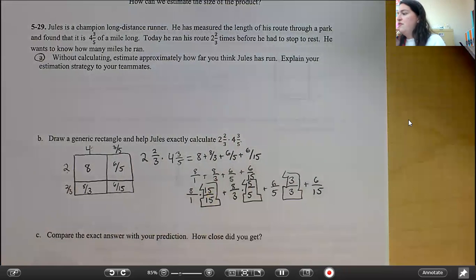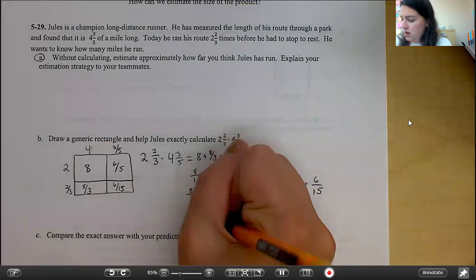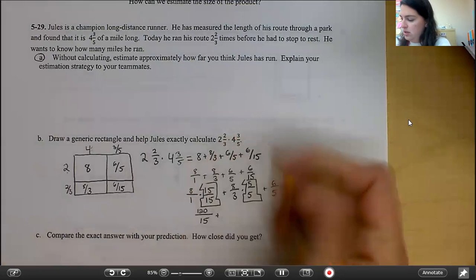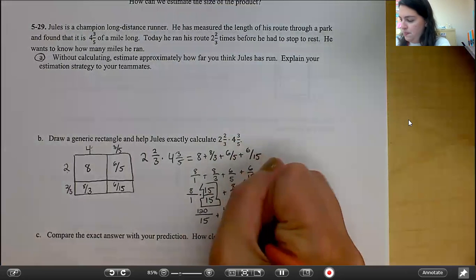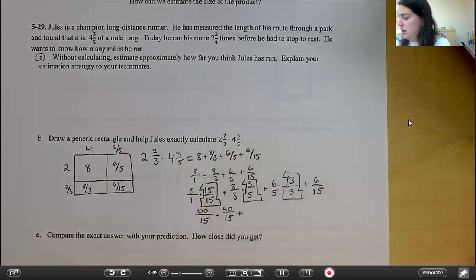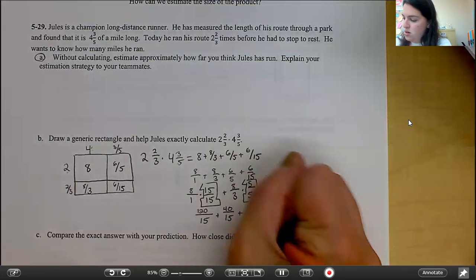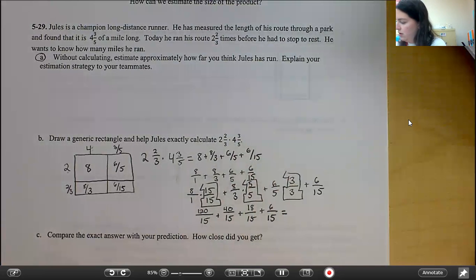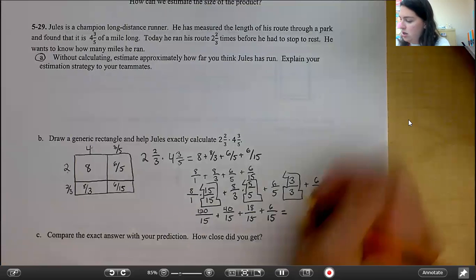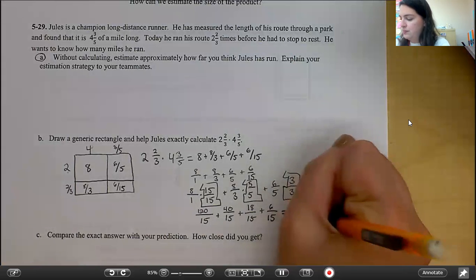So we have 8 times 15. Let me just double check and make sure. 120 over 15 plus 8 times 5 is 40 over 15 plus 6 times 3 is 18 plus 6 over 15. So now we want to add our numerators all together. So 120 plus 40 plus 18 plus 6 is 184 over 15.